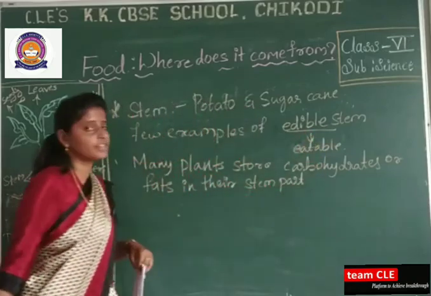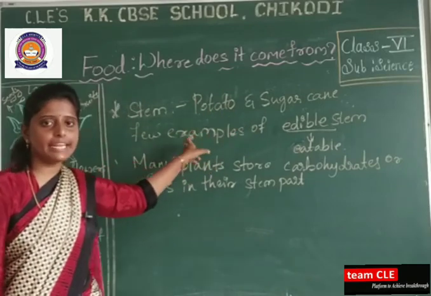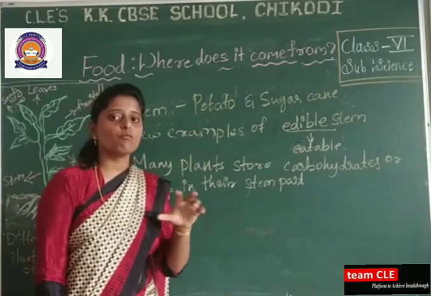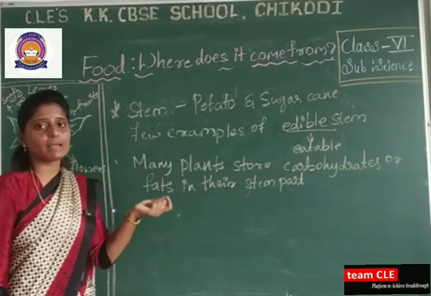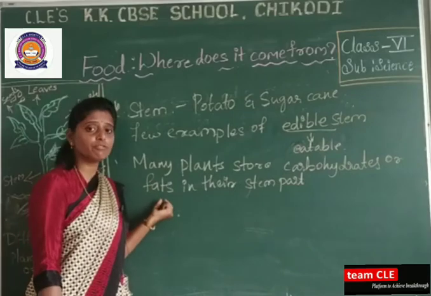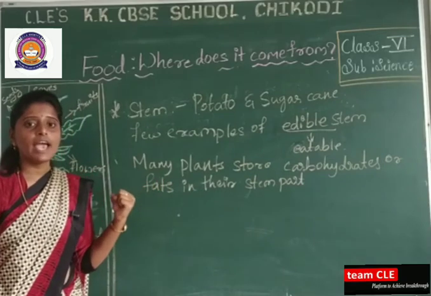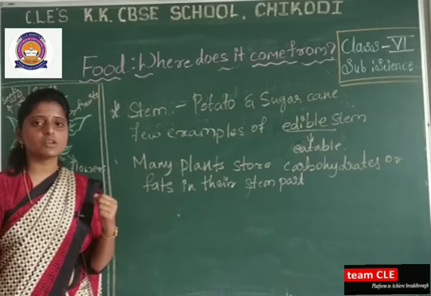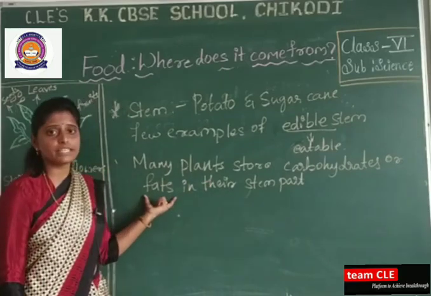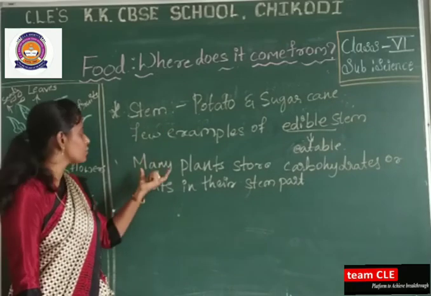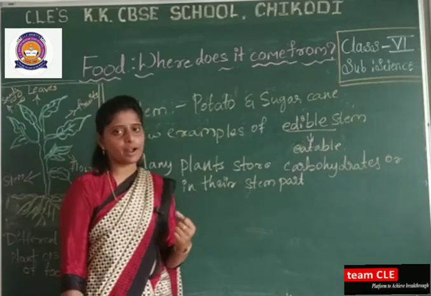Yes, dear students, listen here carefully. As you all know, potato and sugarcane are the edible stems. Then in this stem, what is present? Carbohydrates or fats. In some stems carbohydrate is present. Then what are these carbohydrates and fats? These are the essential nutrients which are required for our body. So carbohydrates and fats are present in a stem part. Many plants store carbohydrates or fats in their stem part here.